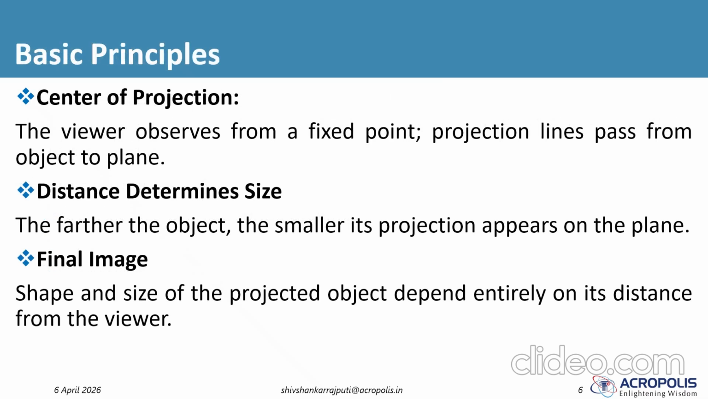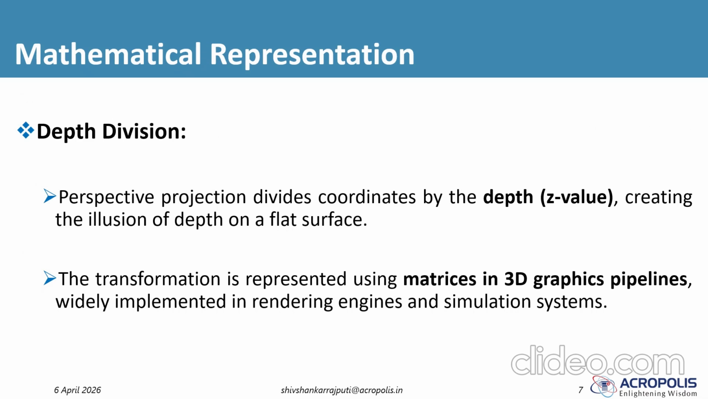The first principle is the center of projection, which represents the viewer's eye or camera position. All projection lines originate from this point and pass through the object onto the projection plane. The second principle is that distance determines size. Objects that are farther away appear smaller compared to objects that are closer. Finally, the appearance of the image depends on the relative distance between the viewer and the object, which determines the final shape and size of the projected image.